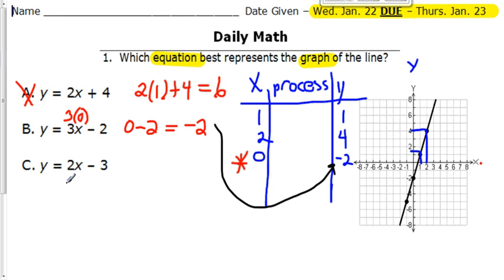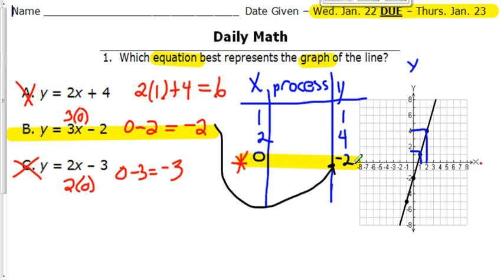If I plugged it in with C, we had 2 times 0, which is 0, but they're taking away 3. So you should have had an answer of negative 3. And that's not where we're going to be. So the answer can't be C. So our answer to number 1 is going to be B, based on the graph. Because if I plug in 0, I should get negative 2.